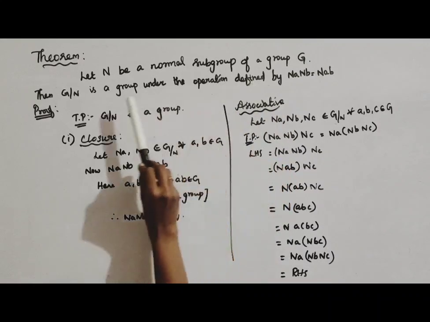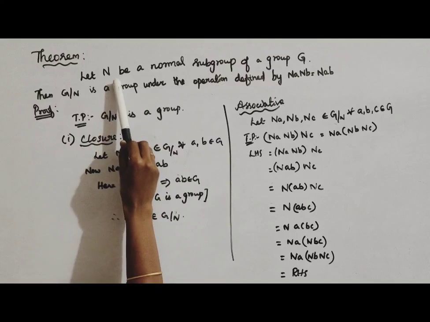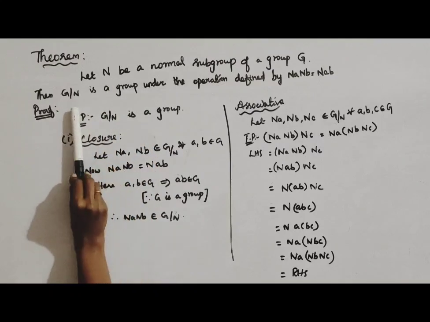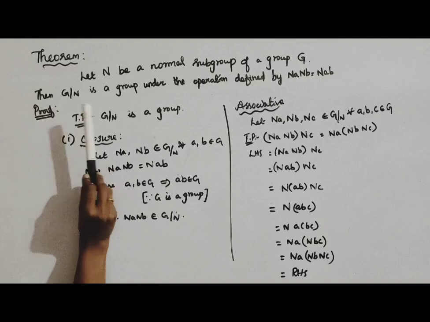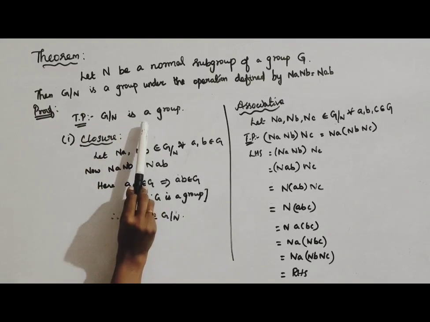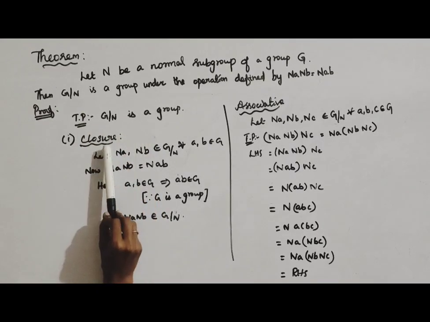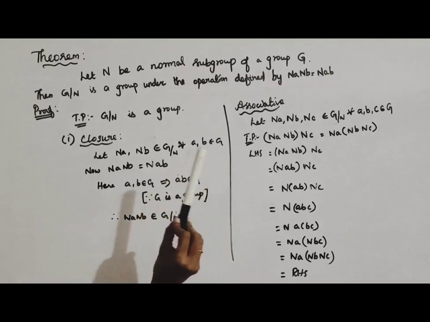Normal multiplication, right? Let N be a normal subgroup of G. Then you have to prove that G over N, the quotient group, is a group. That means you have to prove 4 conditions: closure, associative, identity and inverse.